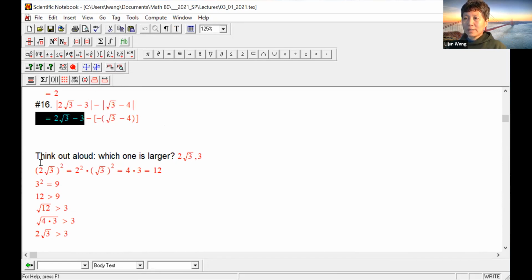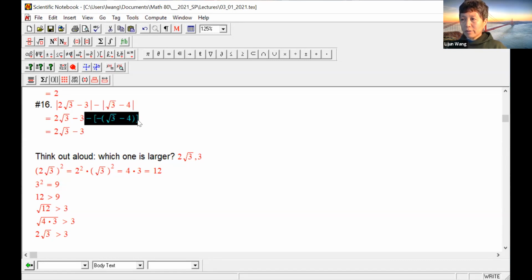Okay, so next step, we're going to open up. Well, there's a negative sign here. There's a negative sign here. So coming out of this piece is going to be plus root 3 minus 4. Does everybody follow me?